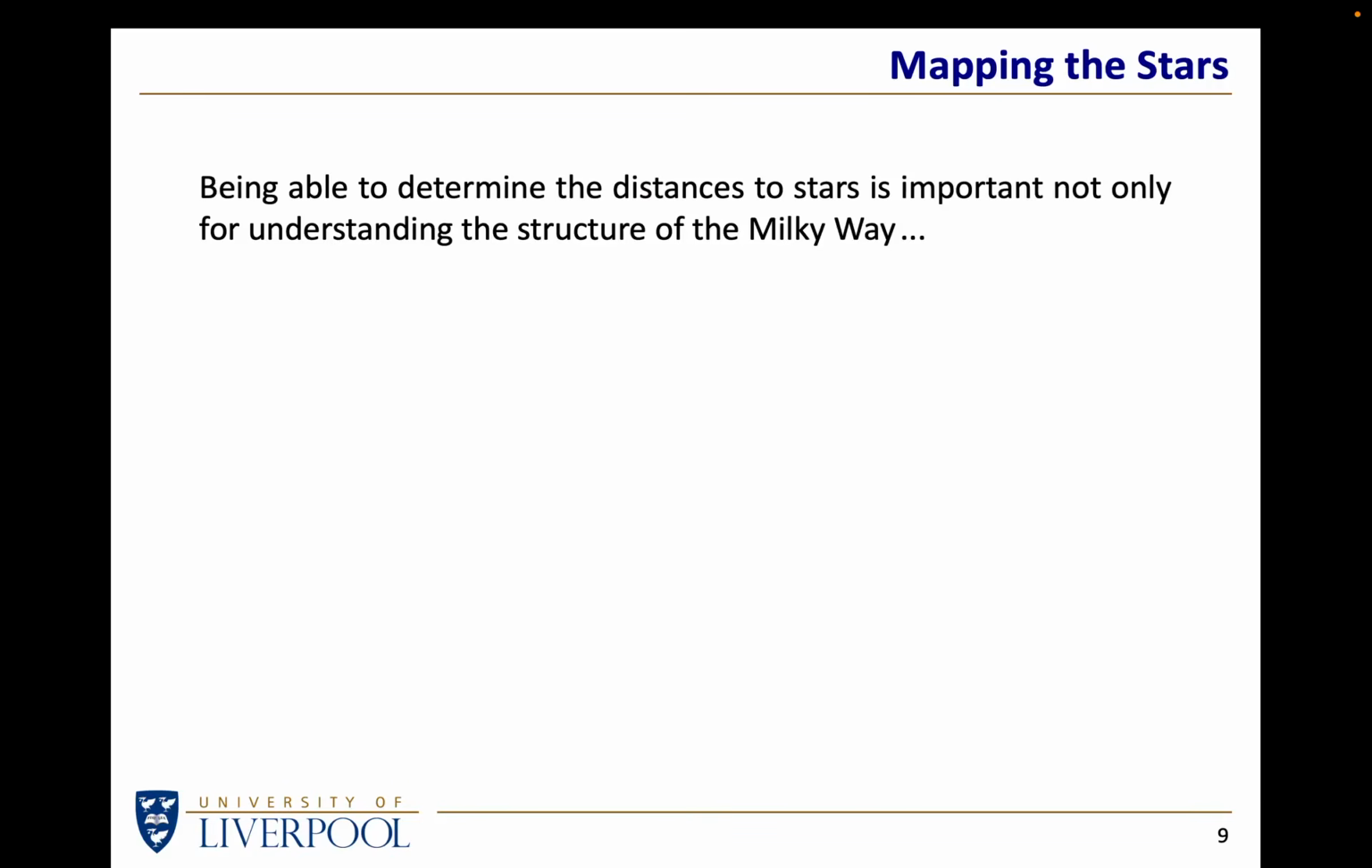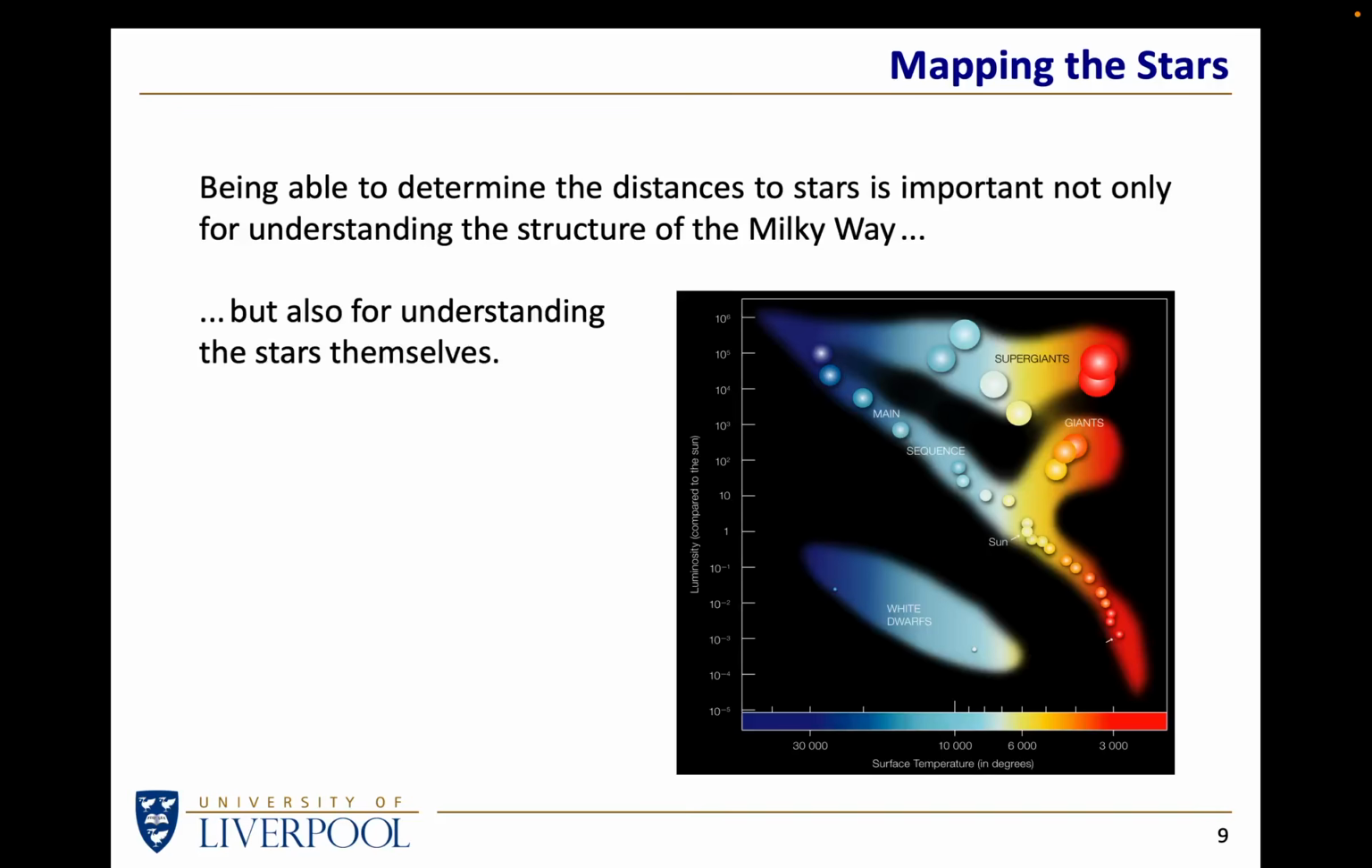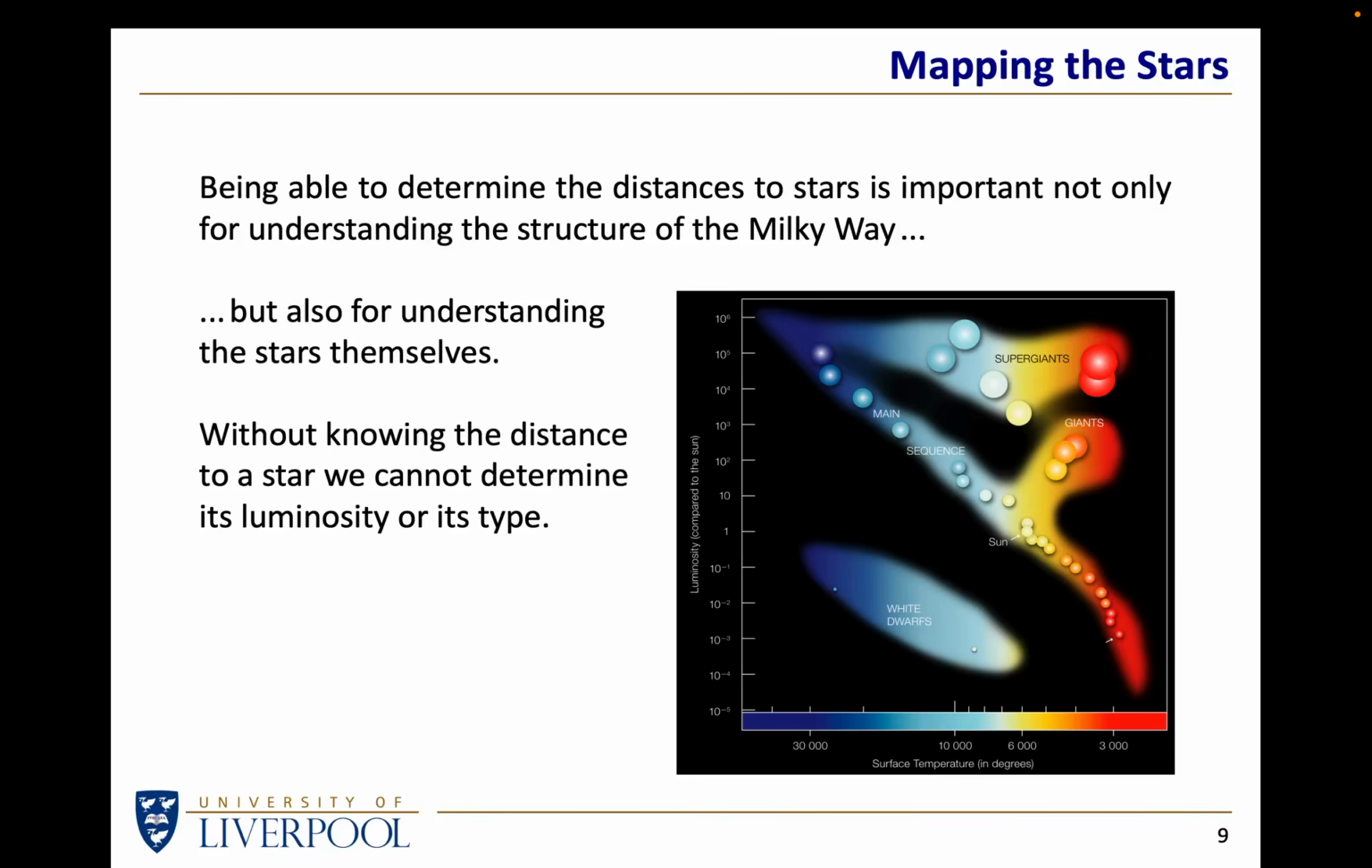So being able to determine the distance is not only important for understanding 3-dimensional structure, it's actually important for understanding the stars themselves. If we look at the map here, which is the standard way of mapping out stars, the vertical axis is luminosity and the horizontal axis is either surface temperature or color, if you prefer. We can see that in this particular case, if we don't know the distance to a star, then we don't know whether we're looking at a bright star that's very far away or a dim star that's very close. So if we don't know distances, we actually don't know luminosities.